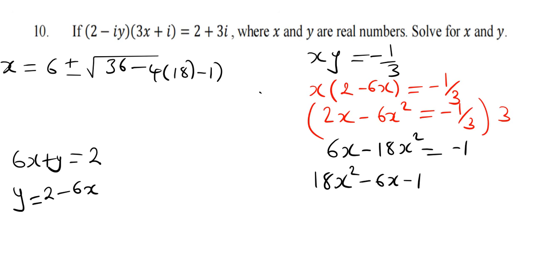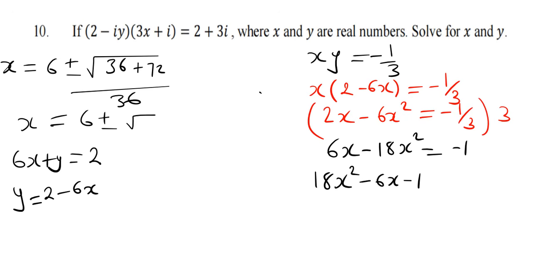So 4 multiplied by 18, that is 72. Now there's a negative there, so we're just going to have a positive 72 there. So positive 72 over 2a. Our a is 18. Now 2 multiplied by 18, that is 36. So we say x is equal to 6 positive or minus the square root of 36 plus 72. That gives us 108 over 36. That is what we have.